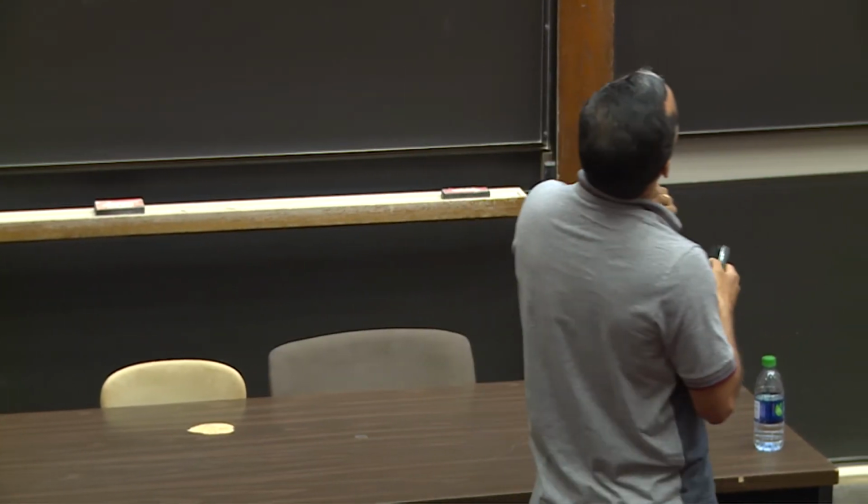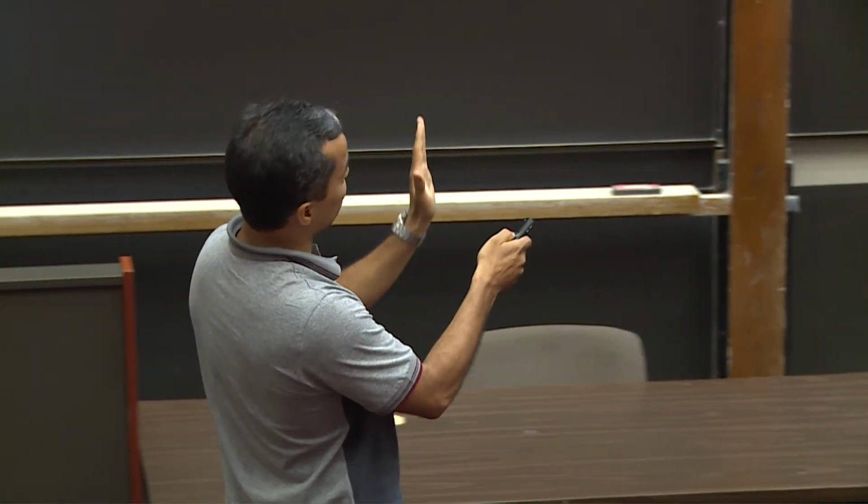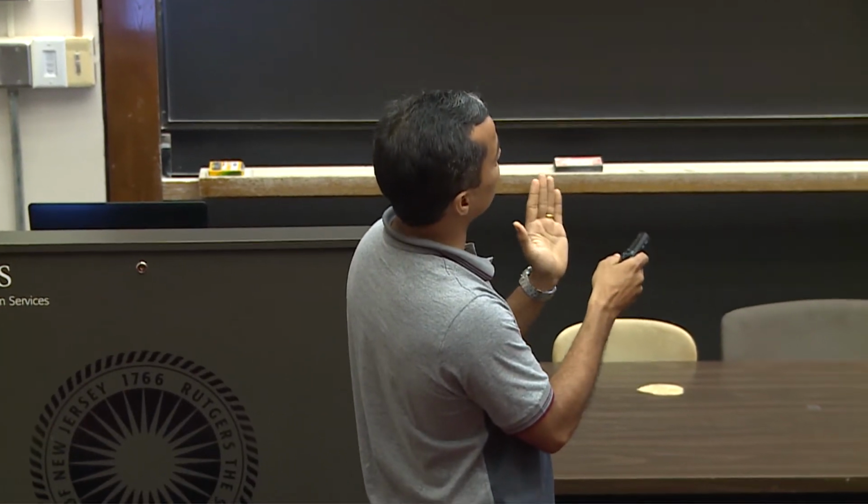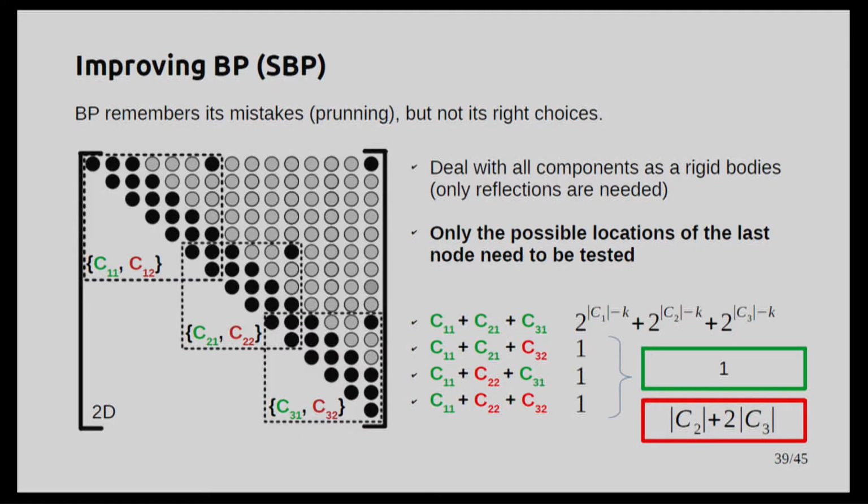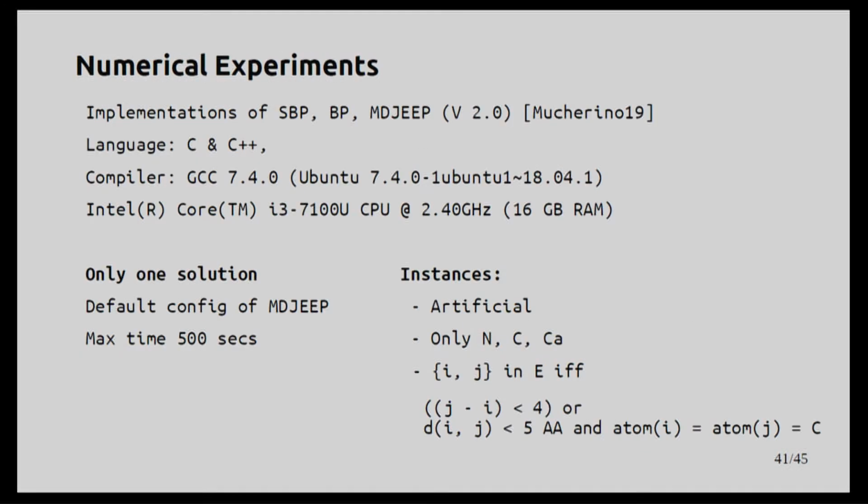So the message here is that the cost can be reduced by considering this a solid body and just applying the rotation and reflection at the end. As I said, I'm a programmer, so I made a code. I call the code SVP because I'm using symmetry. I also implemented my version of BP, and I'm comparing with the standard implementation of BP, MDGP, implemented by Mucherino. So to be fair, right?